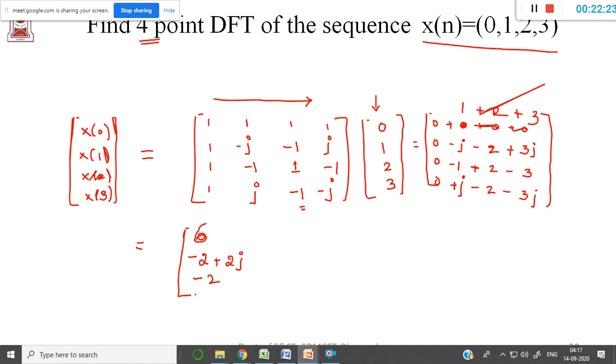And here I'll write first minus 2, the real element, and the complex part, minus 3 plus 1, that is minus 2j. So this is my X of k sequence for the 4-point DFT. Is this clear, guys? Any doubt here? Any doubts?